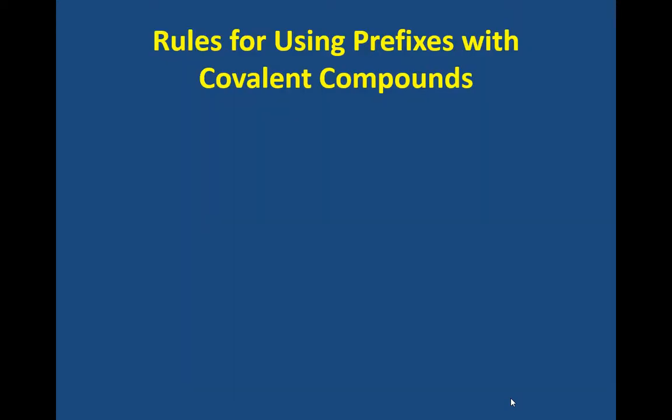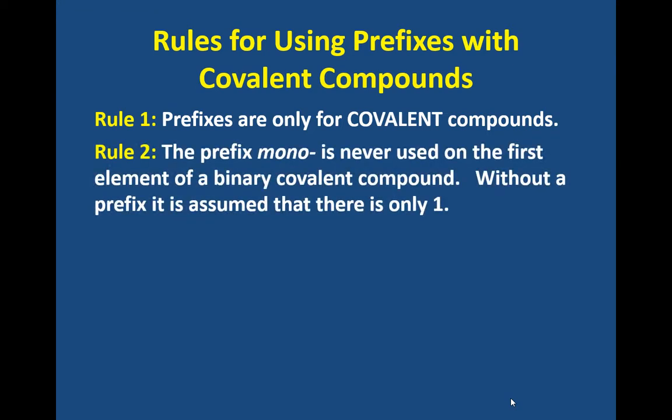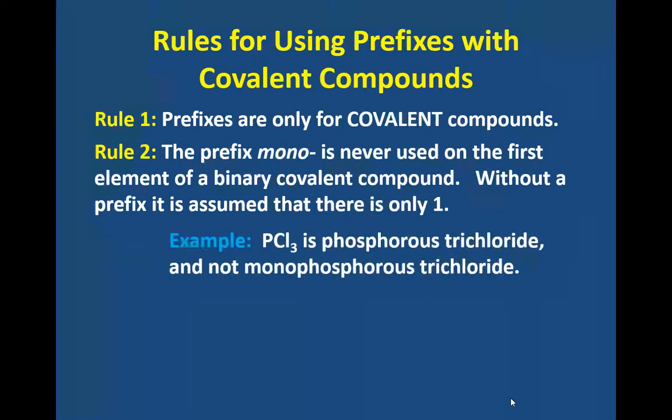Now, let's talk about rules for using prefixes with covalent compounds. So, first rule is prefixes are only for covalent compounds. Rule number 2, the prefix mono is never used on the first element of a binary covalent compound. Without a prefix, it is assumed that there is only one. So, let's have an example. PCl3 is phosphorus trichloride and not monophosphorus trichloride.